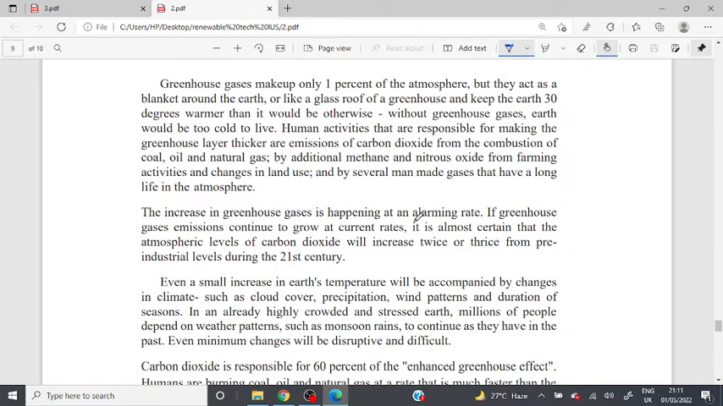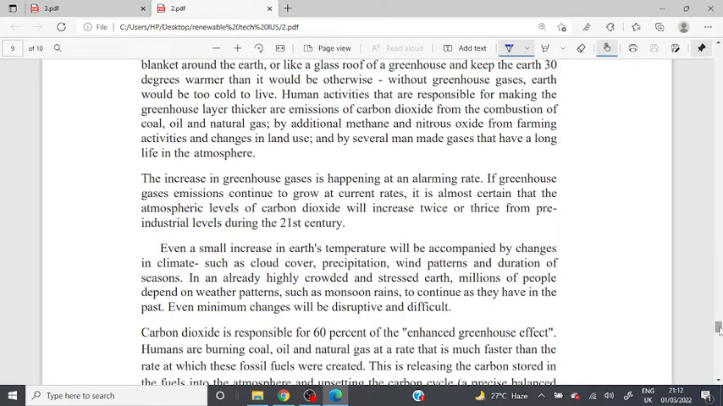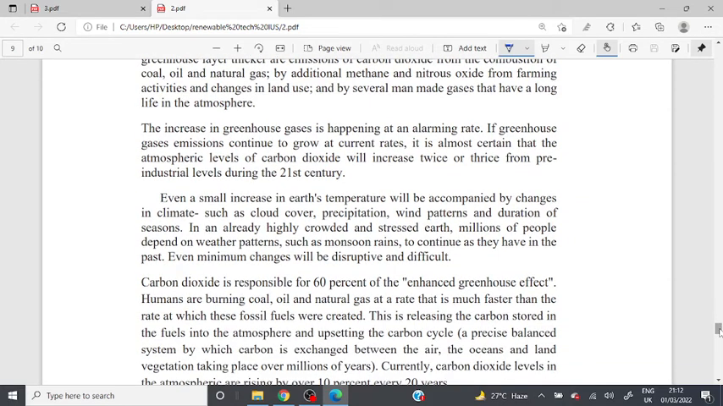The increase in greenhouse gases is happening at an alarming rate. If greenhouse gas emissions continue to grow at the current rate, it is almost certain that the atmospheric level of carbon dioxide will increase twice or thrice from the pre-industrial levels during the 21st century. Like I said, the 21st century and especially the later half of the 21st century has been a phase for transformations, like the industrial revolution or the digital revolution that has come again, which directly is a reason for the global warming gases or greenhouse gases to increase almost 2 to 3 fold, almost double or three times what it used to be before we went into industrialization.